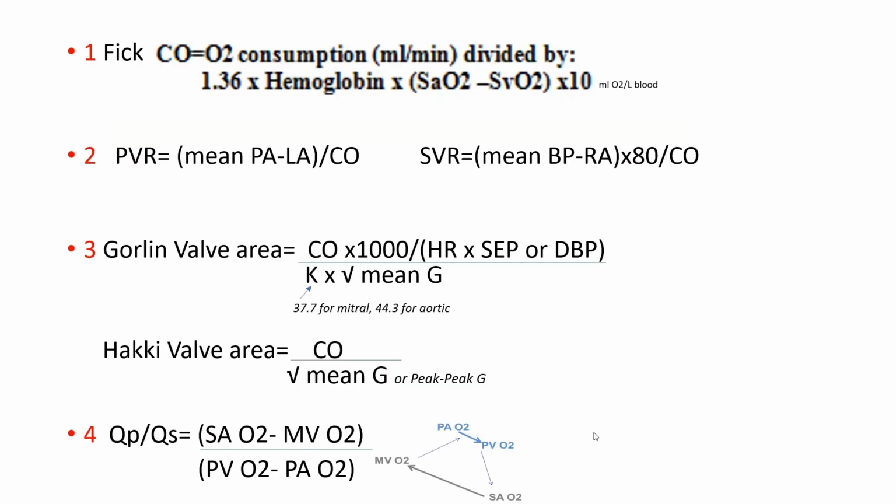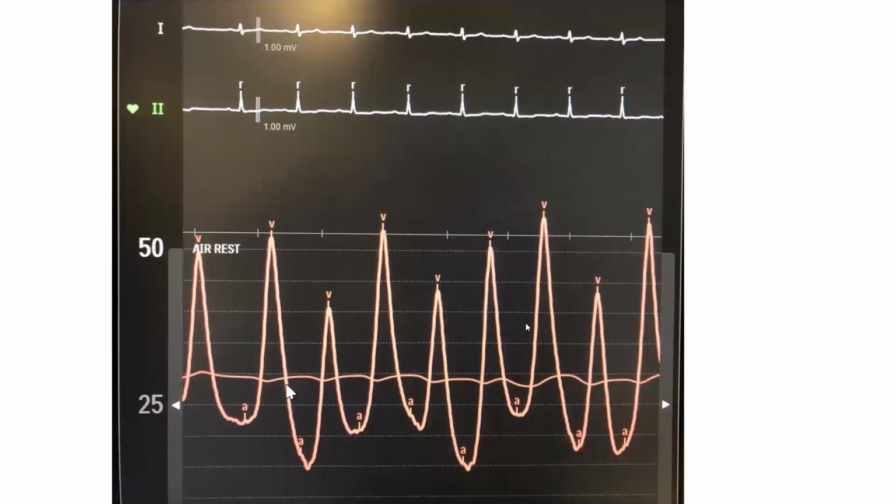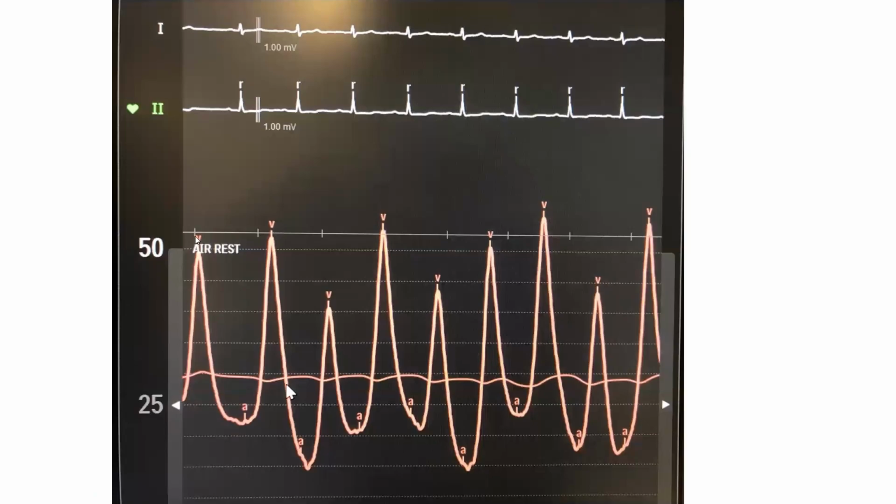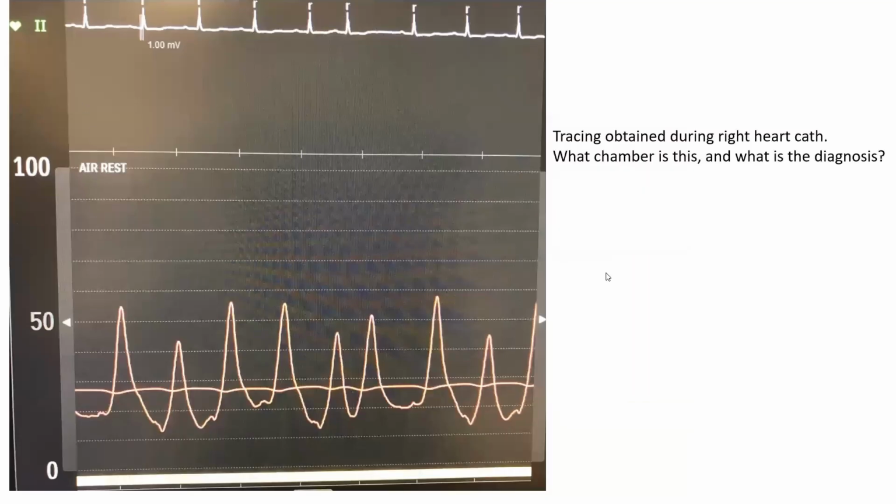I will start by showing this case. This is a hemodynamic tracing obtained during right heart catheterization. This is the same tracing under 50 millimeter of mercury scale and 100 millimeter scale. What chamber is this and what is the diagnosis?